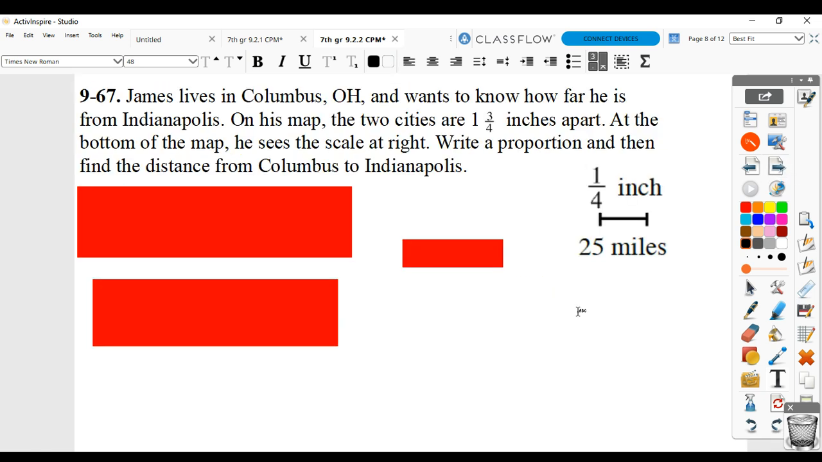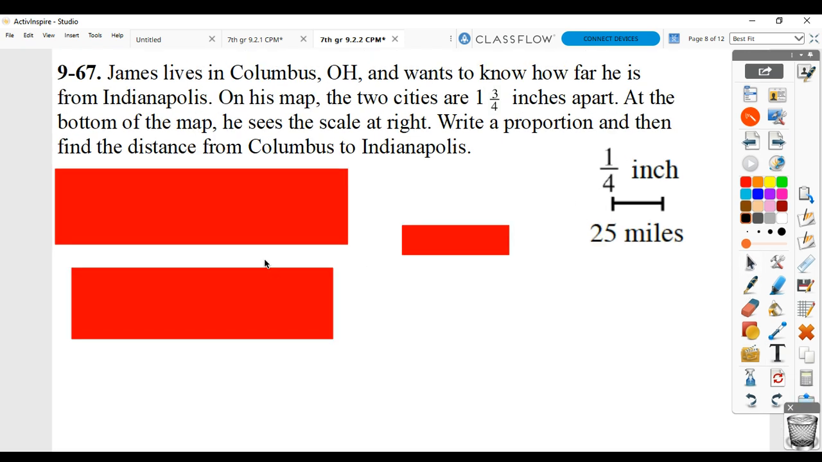For 967, James lives in Columbus, Ohio. He wants to know how far he is from Indianapolis. On his map, the two cities are 1 3/4 inches apart. At the bottom of the map, he sees this scale. They want you to write a proportion and then find the distance from Columbus to Indianapolis.